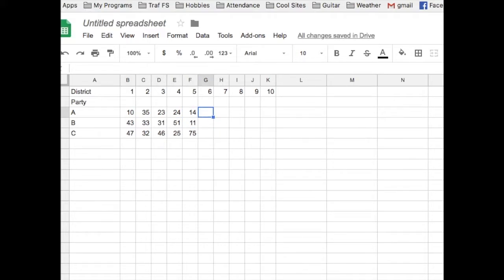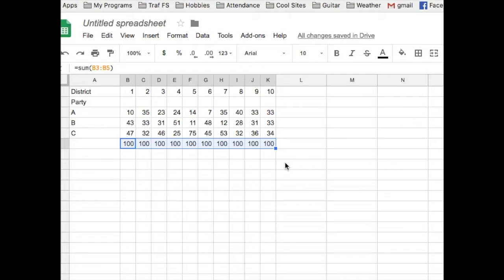In District 6, we have 7, 48, and 45. In District 7, we have 35, 12, and 53. In District 8, we have 40, 28, 32. In District 9, we have 33, 31, and 36. In District 10, we have 33, 33, and 34. Just going to sum those up, and that should add up to 100% in each case.